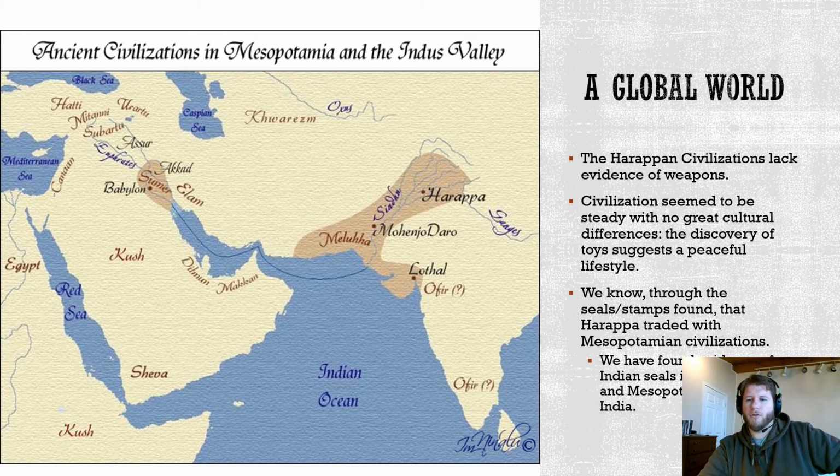Let me get my picture out of the way so you all can see this. So we know that they traded both by sea and land with Mesopotamia. We have found evidence in Mesopotamia of Indian goods and seals. We've found the reverse to be true in India. So we know that they traded, which shows larger planning. It also shows that awareness of other civilizations, the global interconnectedness of the time.